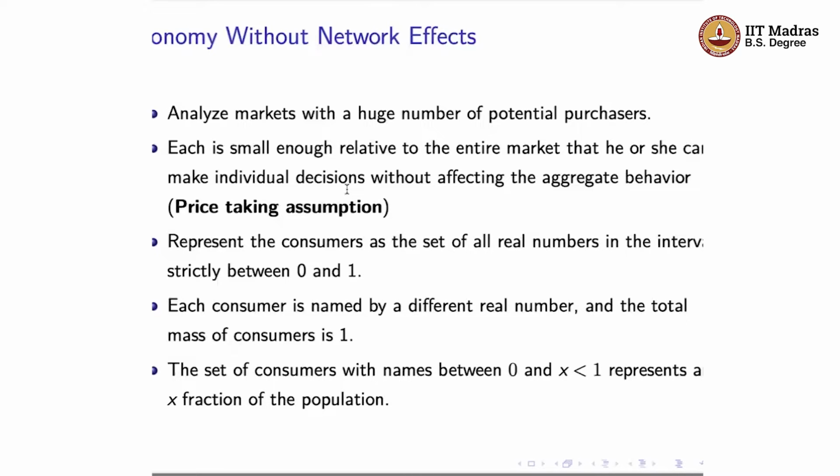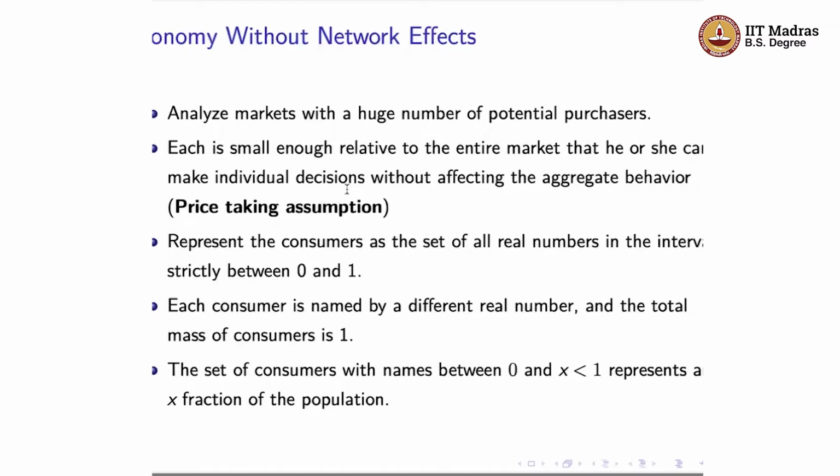Okay, so how are we going to think of consumers? We are going to represent them as the set of all real numbers in the interval strictly between 0 and 1. So this is basically modeling consumers in a continuum manner, and you'll see that has its advantages in this context, okay? So think of all the real numbers that are there between 0 and 1. Each of these real numbers is going to be representing a single consumer, and each consumer is going to be represented by a different real number, right? So you have this one-to-one correspondence, right?